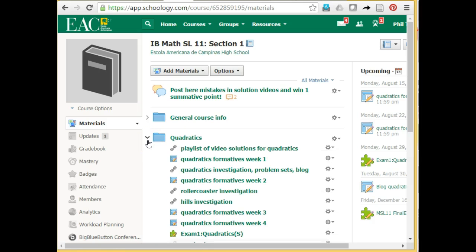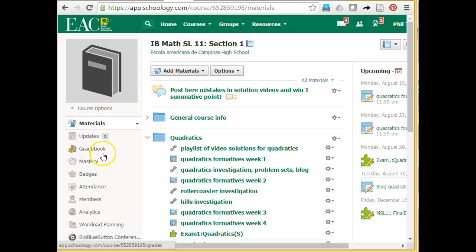If you look in the quadratics unit, you can find quadratics formatives week 1, week 2, week 3, week 4. Why do I say quadratics formatives? Because we have a lot of formatives, and I put all the rough dates inside these links. These links can be found in two ways. One is you could look in the quadratics folder, and then you could find the week-by-week breakdown here.